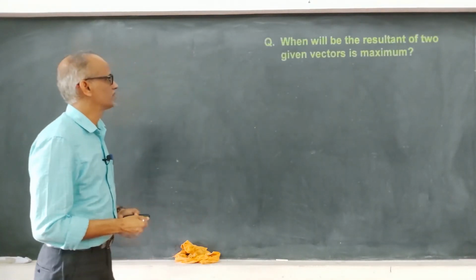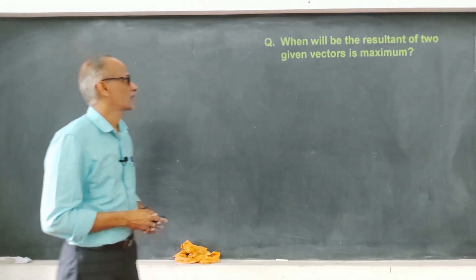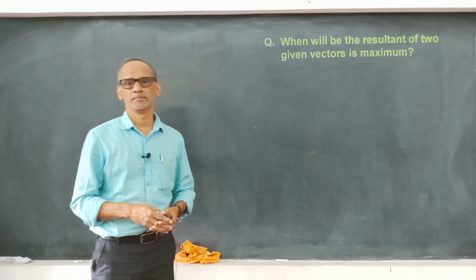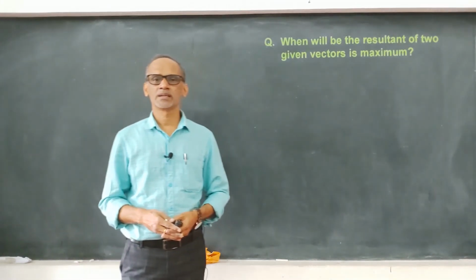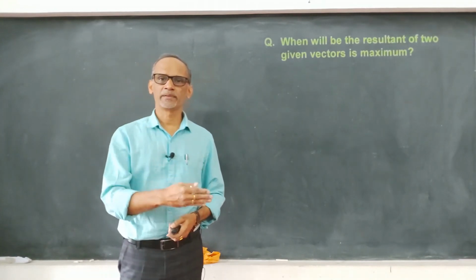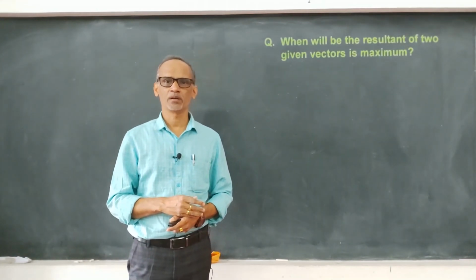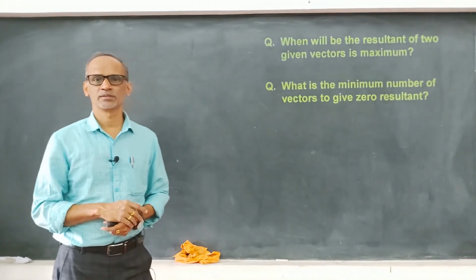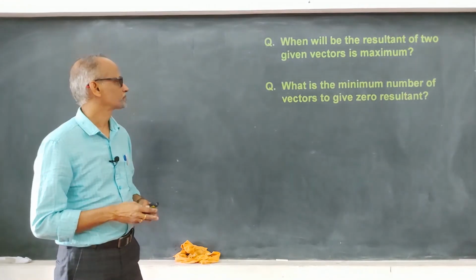Okay, so let's see some questions based on this. When will the resultant of two given vectors be maximum? The resultant is maximum when the angle between the two vectors is 0 degrees, or when the two vectors act along the same direction. So that is the answer to that particular question.